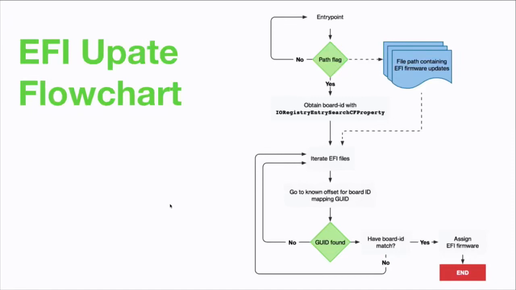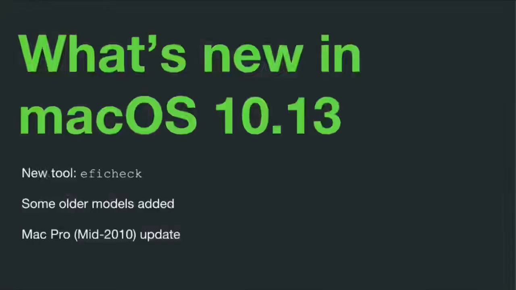Visually speaking, this is how it works. The tool runs, does a check of the board ID of the running system, iterates over the EFI files, figures out which one is the matching one, and does the rest of the work of assigning the EFI firmware, which ultimately ends in a reboot and application of the firmware.